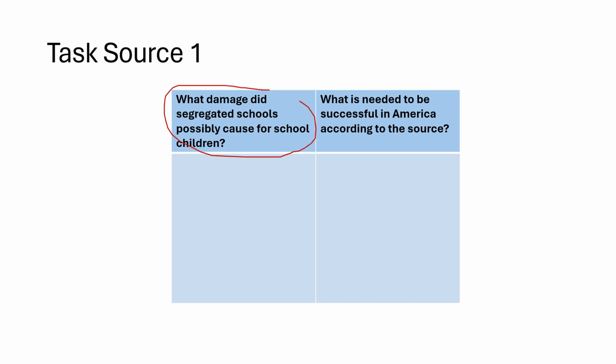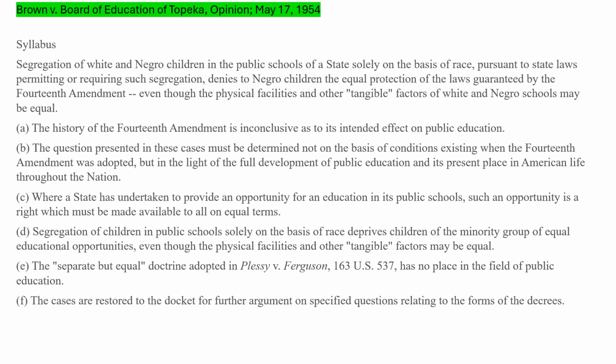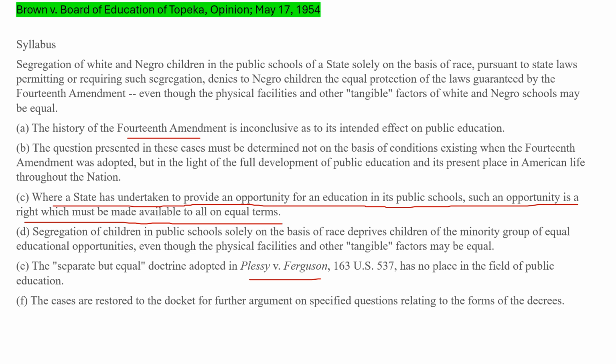What damage did segregated schools possibly cause for children, and what is needed to be successful in America according to the source? The source that we're going to be looking at is the Brown versus Board of Ed decision. And we first start out with this section here, which brings up the 14th Amendment. It also brings up Plessy versus Ferguson. And it says that the state has undertaken to provide an opportunity for an education in its public schools. Such an opportunity is a right, which must be made available to all on equal terms. So if the schools are not equal, that's potentially problematic.